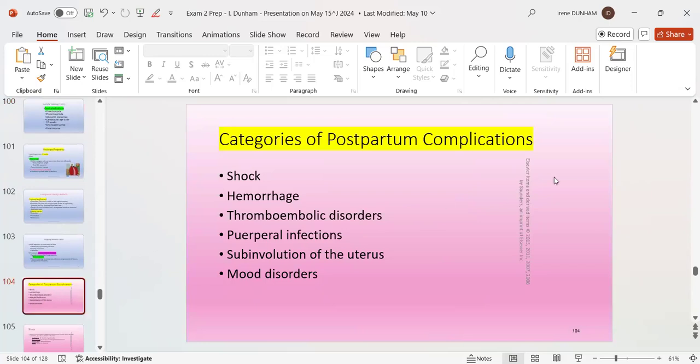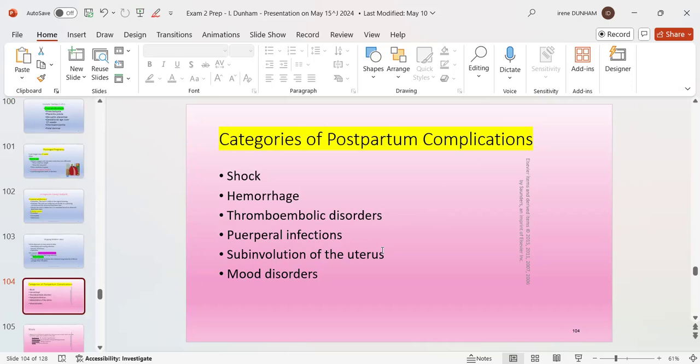Some postpartum complications: shock, and we talked about hemorrhage. We talked about emboli, DVT. You have DVT, PE, postpartum infections. Subinvolution is a term where, you know what involution is, right? Involution is where the uterus contracts down like 1 to 2 centimeters per day, back down to pre-pregnancy size. Subinvolution means it's just a slow return. Okay, she's not doing like she should, like 1 to 2.